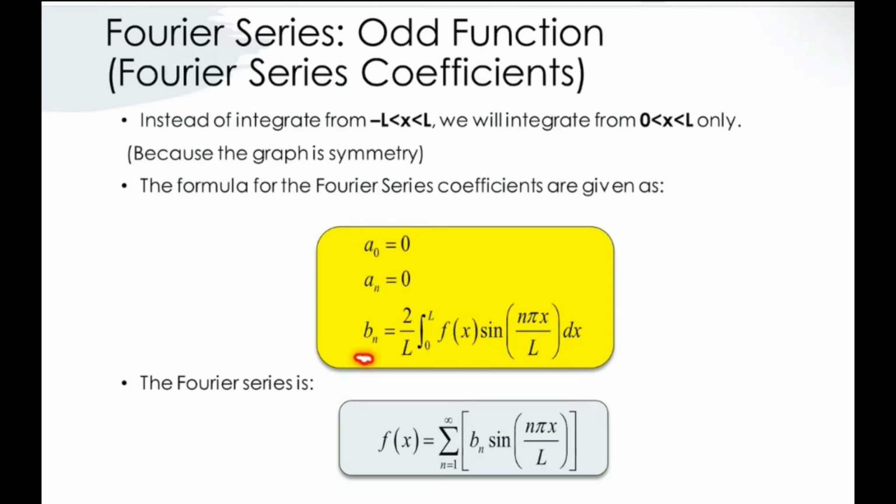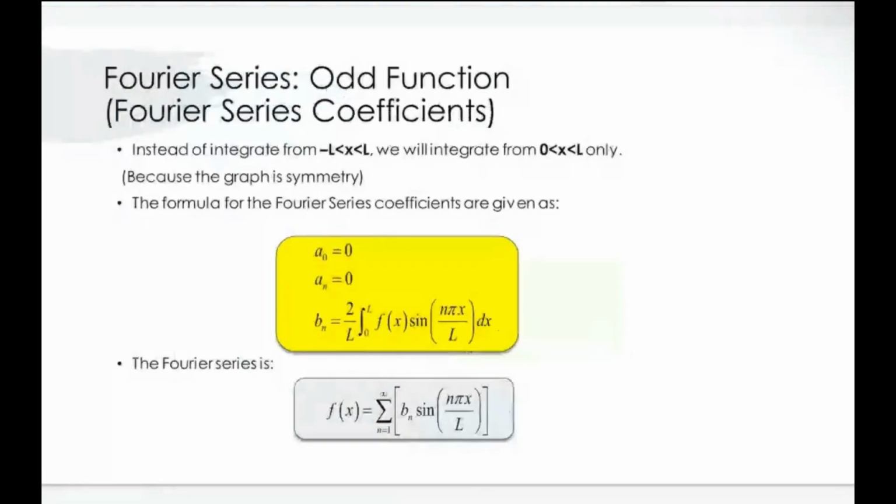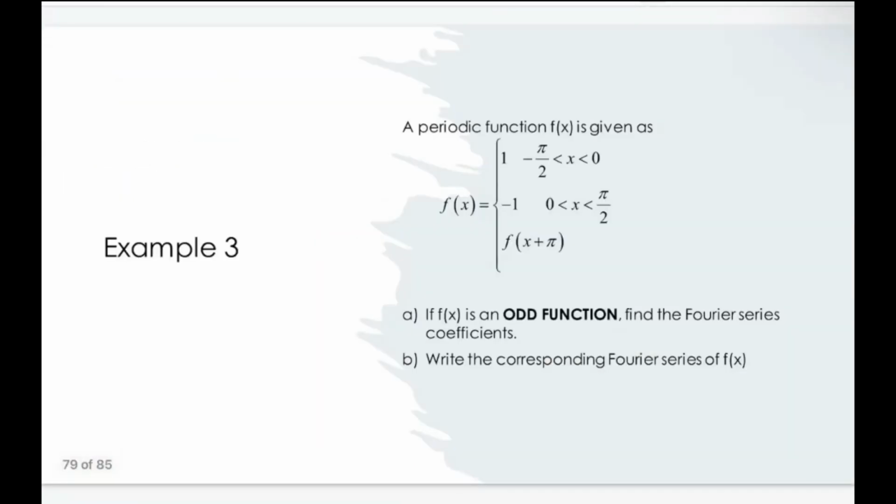So how do we write the formula? The formula is given as f(x) equals the summation from n equals 1 to infinity of b_n, where b_n came from this function. So you substitute b_n sine(n pi x over L). So for an odd function, this is very easy, because you just need to find the value for b_n only. Right, let's see example number 3.